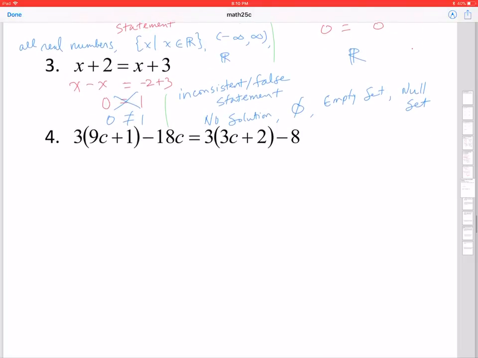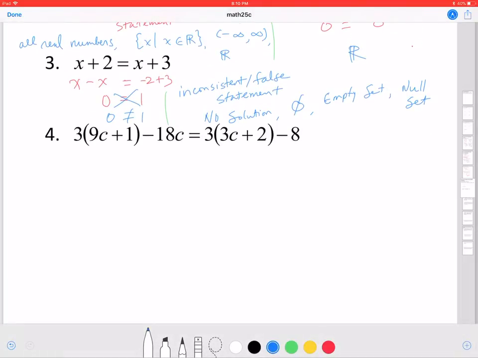Okay, number 4, last one. It doesn't look anything like a simple problem like number 3, but let's see what happens. Distribute the 3. 27c plus 3 minus 18c is equal to 9c plus 6 minus 8. I just did a straight distribution on both sides, and let's see what happens. 27c minus 18c is 9c plus 3 is equal to 9c minus 2.